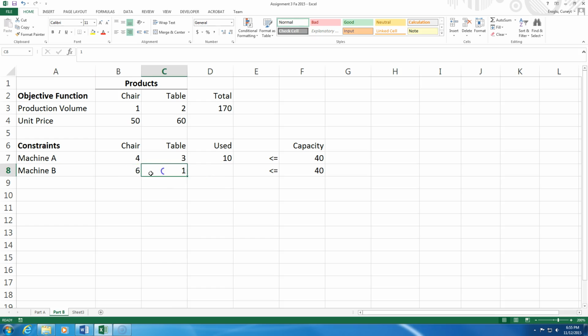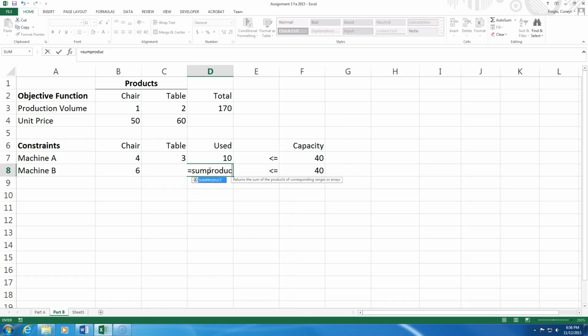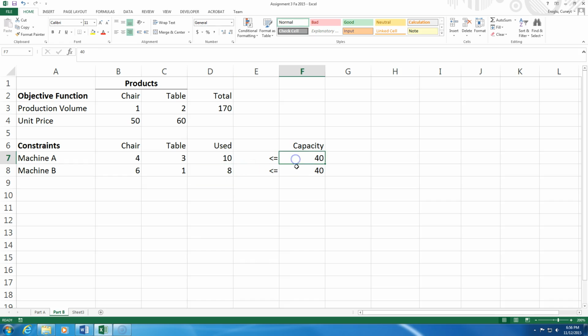Let's calculate how much processing we need on machine B, equals sum product, open parenthesis, these two numbers, comma, these two numbers, close parenthesis. So now, these constraints are satisfied because I need to stay below 40 for machine A and for machine B. So let's say I increase the number of tables to, let's say, 3. Yes, that's still feasible. Let's say 5 tables. Let's say maybe 10 tables, okay? Still feasible. 15 tables. Okay, now I have a problem because I cannot exceed 40 hours on machine A. So this is not feasible, okay?